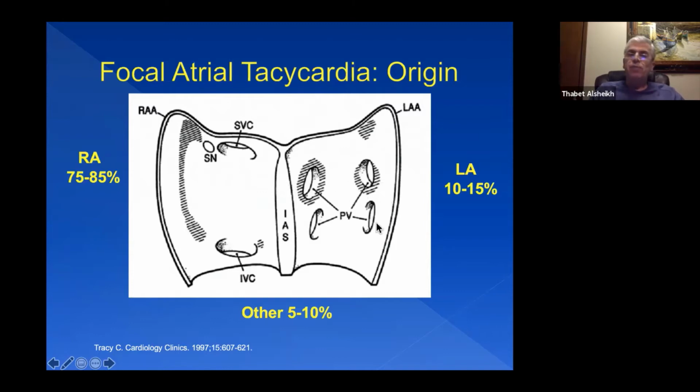The left atrium to a lesser degree, and mostly from the areas of the openings or the ostia of the pulmonary veins, the base of the appendage, and other areas like the os of the coronary sinus. But most focal atrial tachycardias originate from the right atrium, mostly from the crista terminalis.